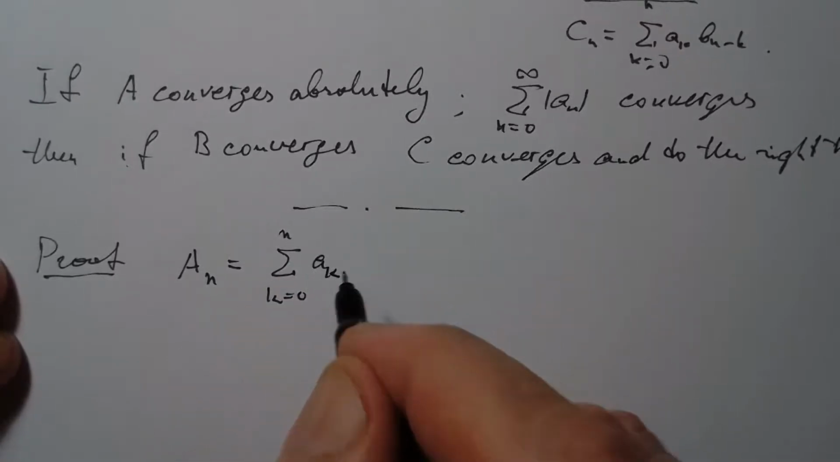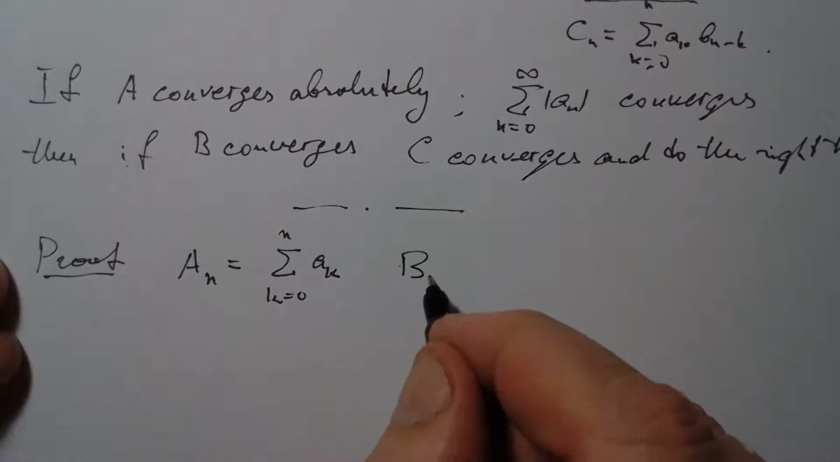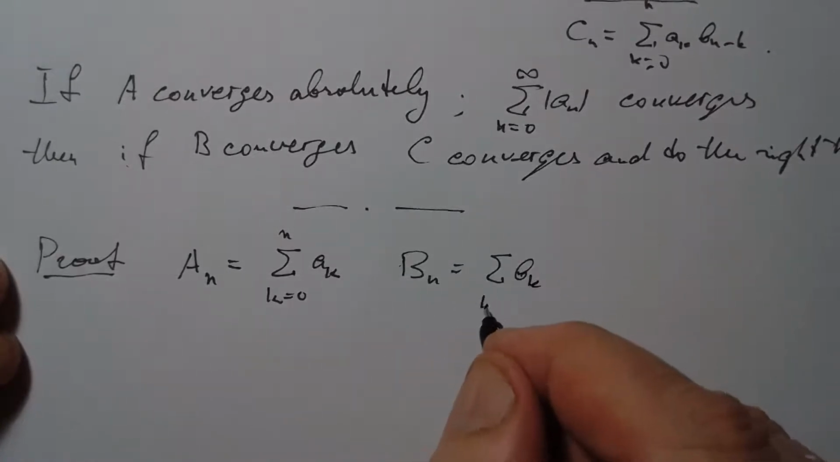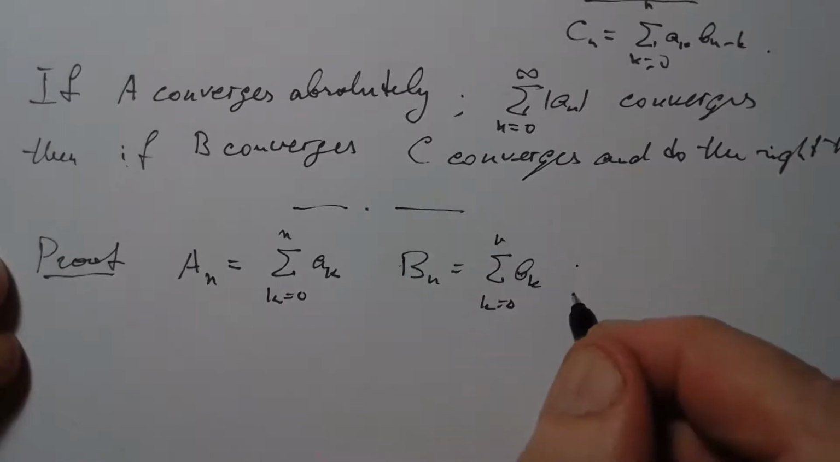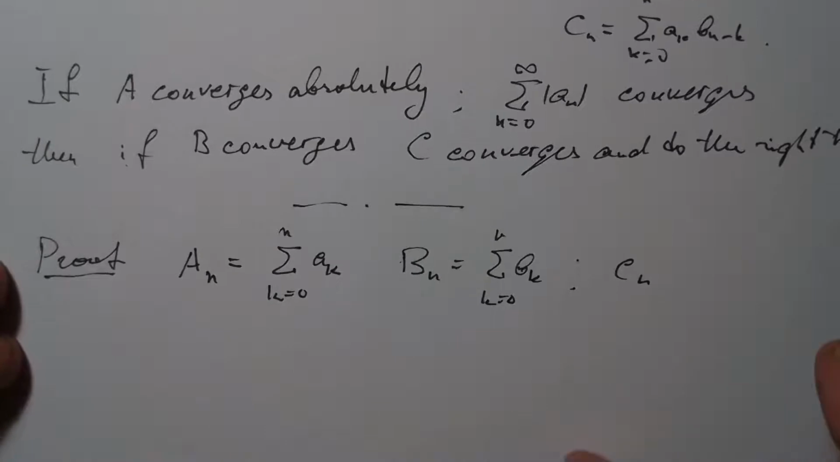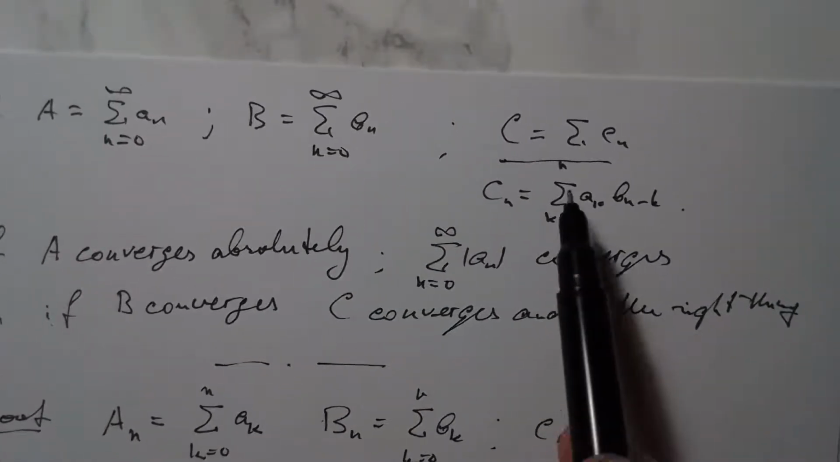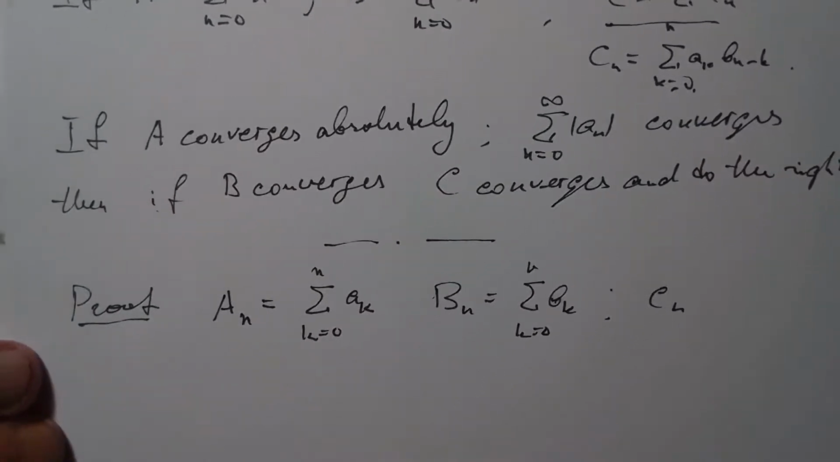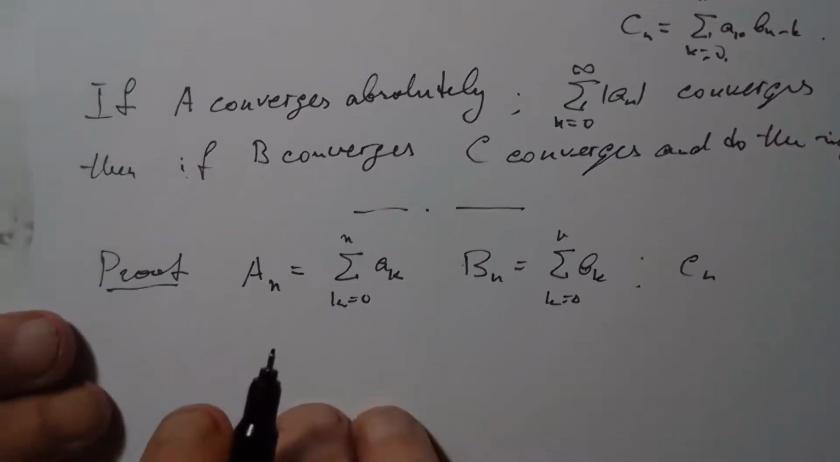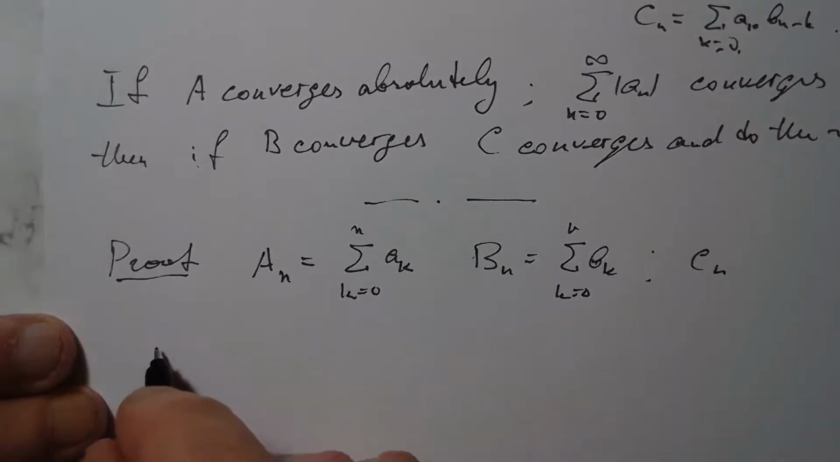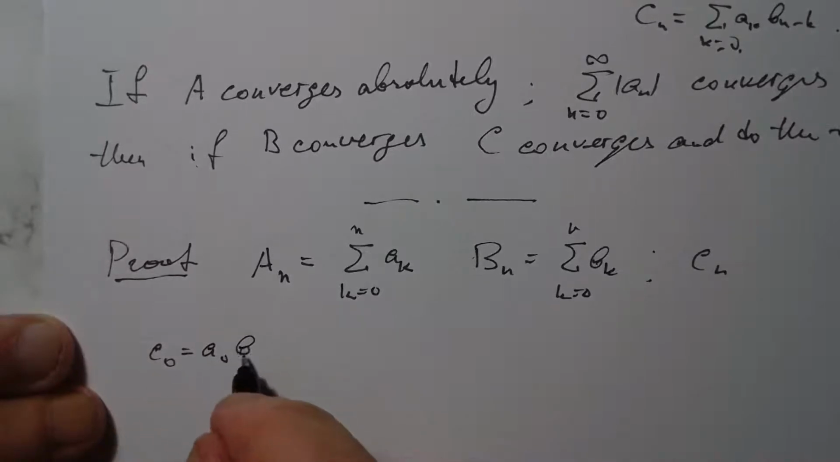of A_k, and B_n will be the partial sum of the series B_k, k from 0 to n, and finally C_n will be the partial sum of the series over here with this particular definition. Okay, so what I would like to do is a little bit of computation. What is C_0? C_0 is equal to A_0 B_0, agree?